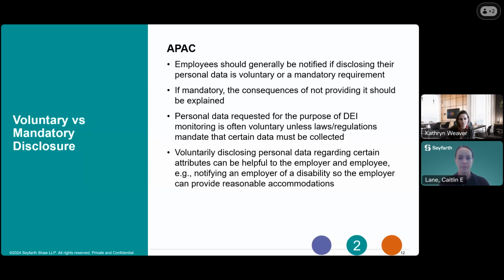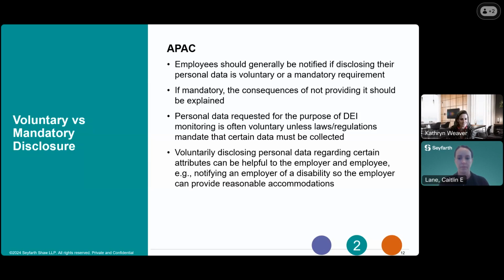But if there are laws in place that require you to meet a quota or report on your statistics in an annual report, for example, then making the disclosure of personal data mandatory would be more justified. But then you should think in that situation, do you need the employees to be identified, or is it enough that you have that data from a statistical standpoint? So would it be fine just to have anonymized data?